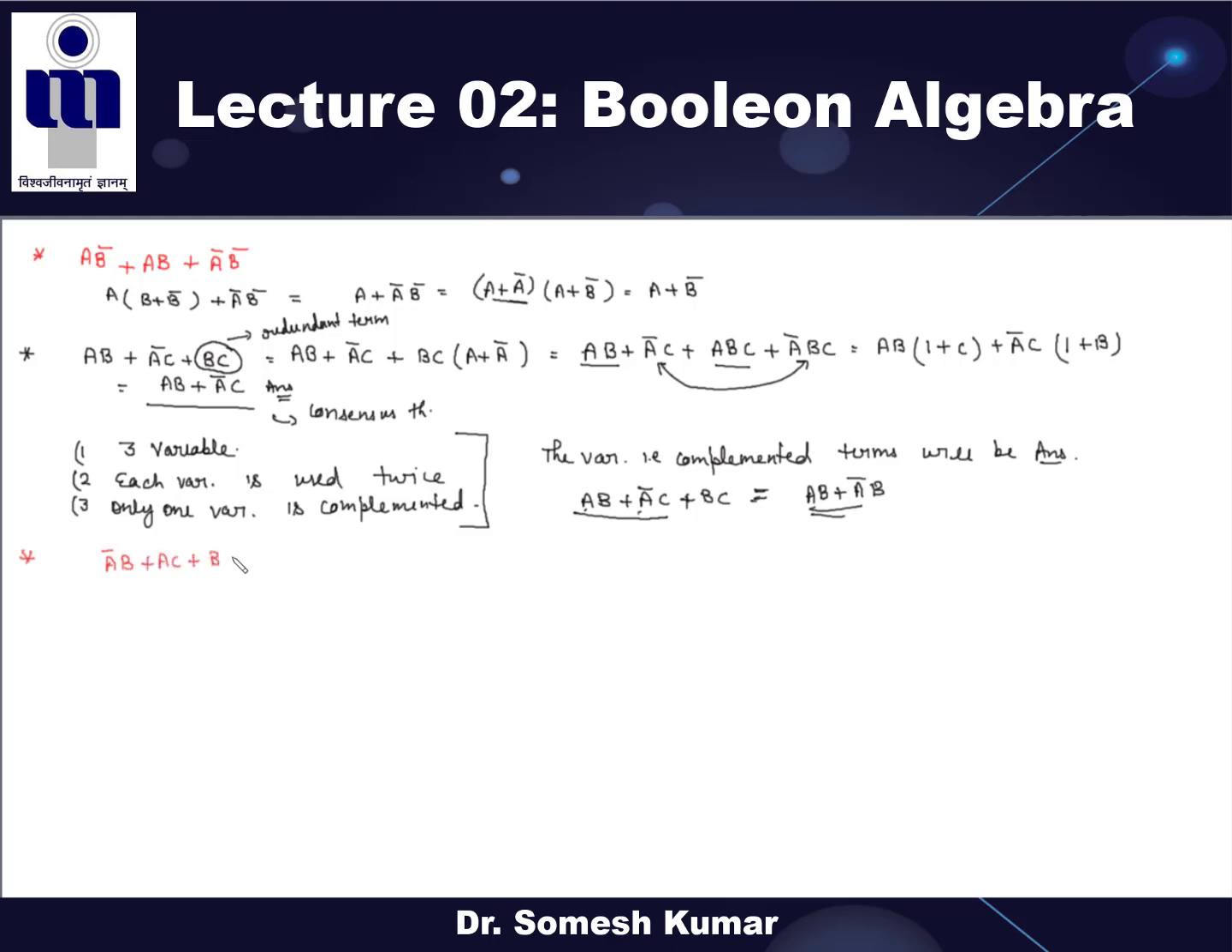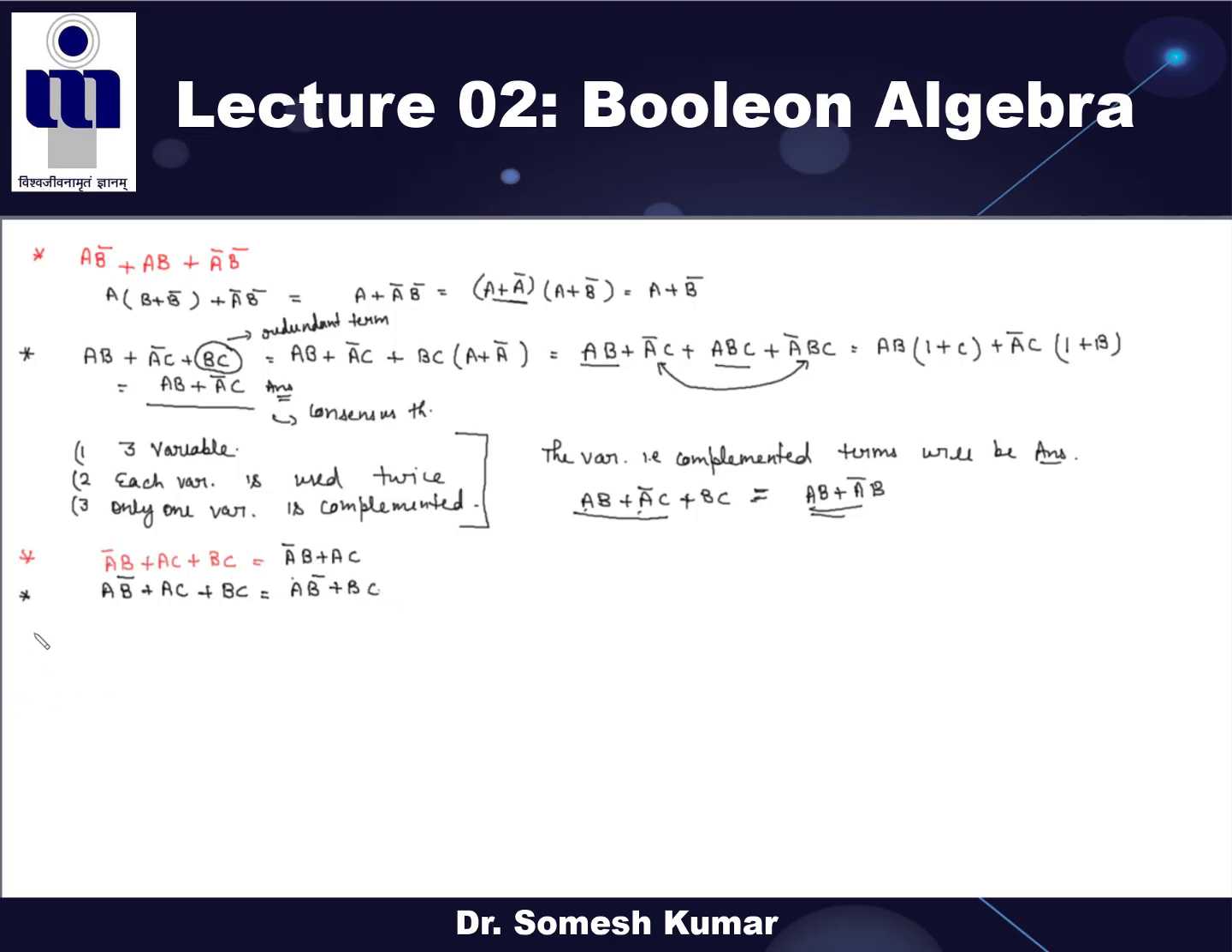Now tell me, what is the answer of this? The answer is A bar B plus AC. Next example is AB bar plus AC plus BC. Now what is the answer? AB bar plus BC.